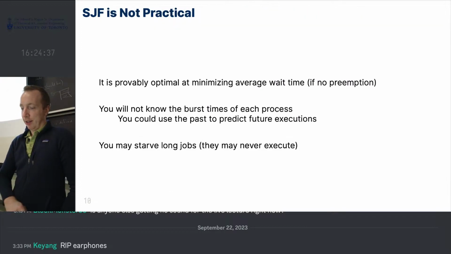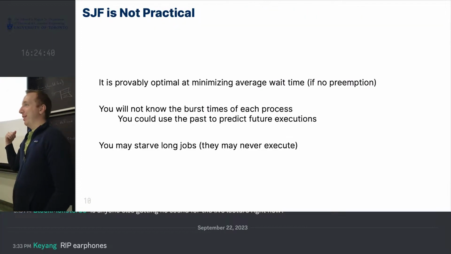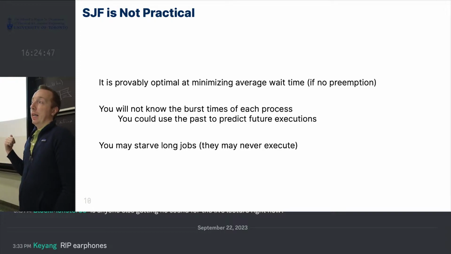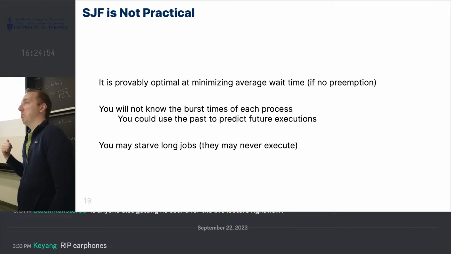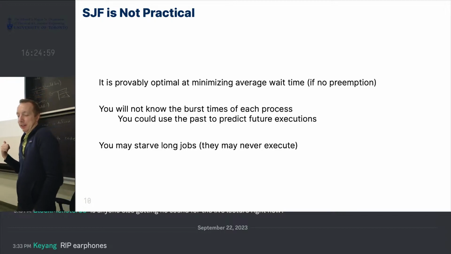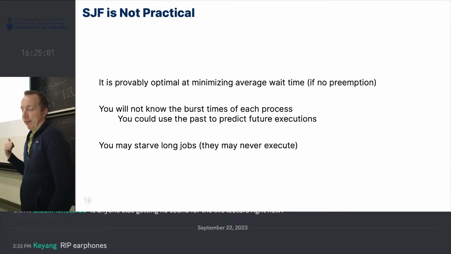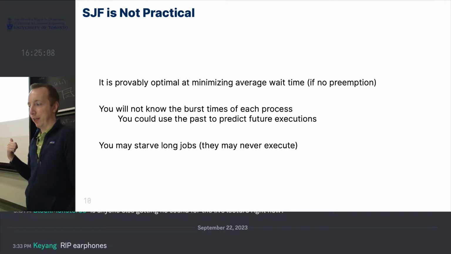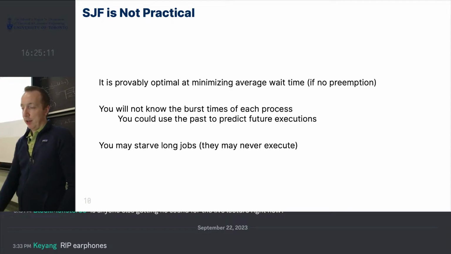So here's your point. This is not practical whatsoever. Provably, it will minimize average wait time, but we won't know the burst times ahead of time. You could use the past to predict the future, although it might not be a good predictor. You might launch something at 6 a.m. and then close it immediately, while other times, if you have it open at midnight, you hack on it for hours and hours, and you never know.